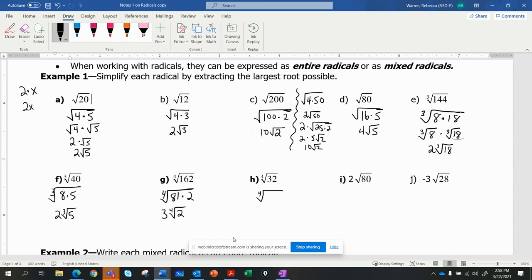So again, the next one has a 4 in the index, which means we're looking at that list of 2 to the power 4, 3 to the power 4, etc. 2 to the power 4 is 16, and 16 times 2 is 32. Fourth root of 16 is 2, and then there is a fourth root of 2 left over. So 2, fourth root 2.